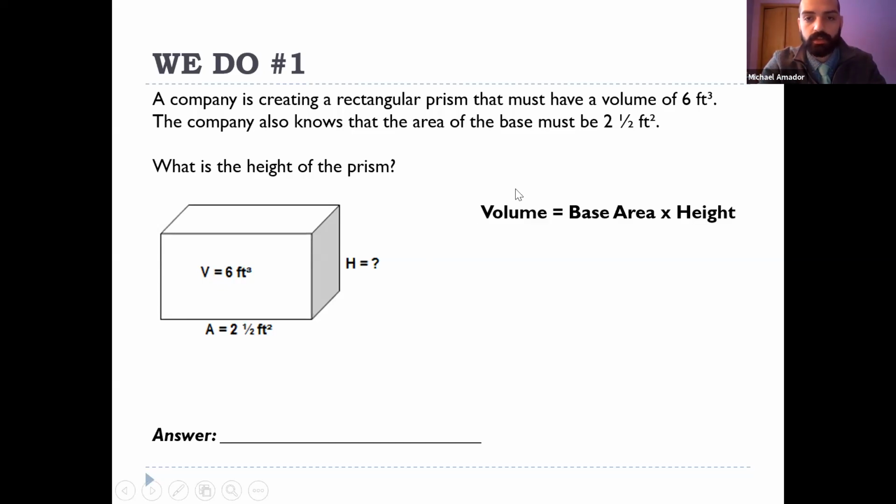So we know that the volume is equal to the base area times the height. Let's go ahead and plug in the values that are given to us in the problem. So look back into the problem. You know the base area and you know the height. So you can fill those into your formula. I misspoke. You know the base area and you know the volume. Plug those into your formula.